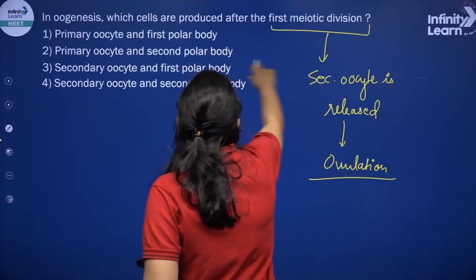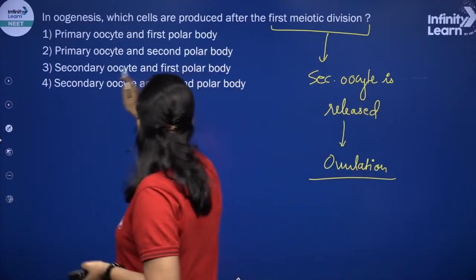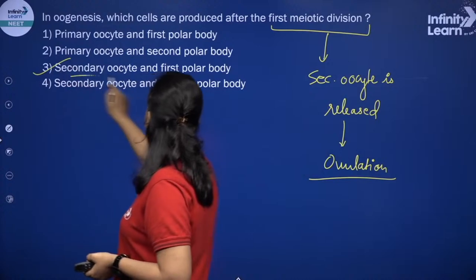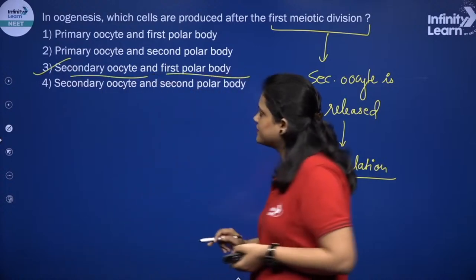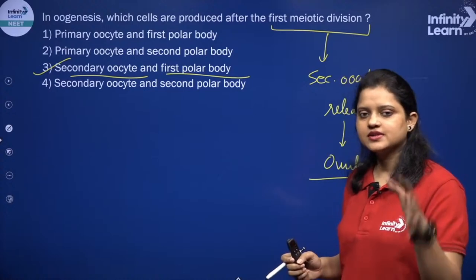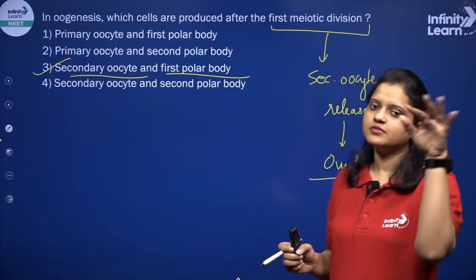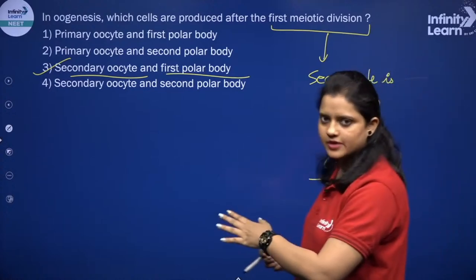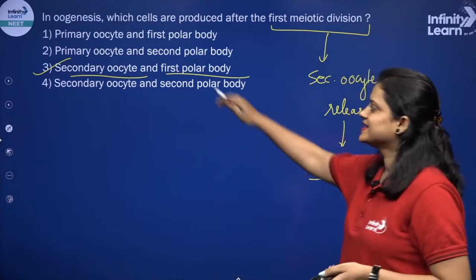So after the first meiotic division there will be formation of the secondary oocyte and obviously the first polar body. After fertilization only, this meiosis 2 will be complete and there will be formation of the ovum and the second polar body. So here the option is 3.